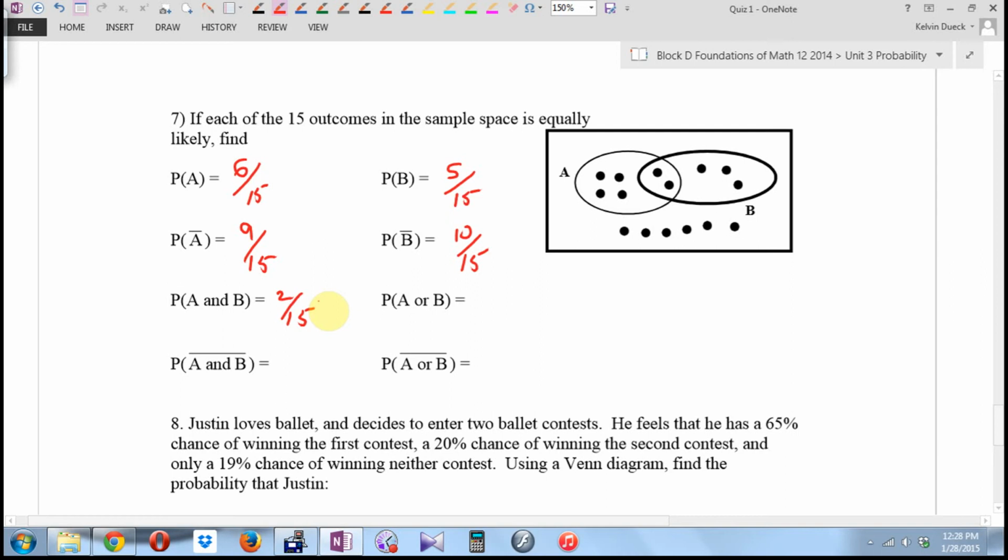A or B. Oh, 1, 2, 3, 4, 5, 6, 7, 8, 9. And again, you could also get it by going 6 plus 5 minus the overlap. Not A and B. Well, A and B is 2, so not would be 13. Not A or B. Oh, you know what? That's these guys. That's neither. 1, 2, 3, 4, 5, 6. One mark for each of those.